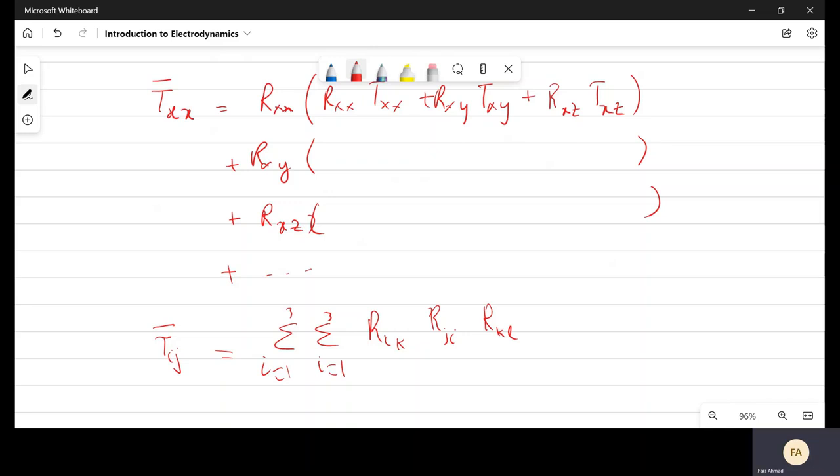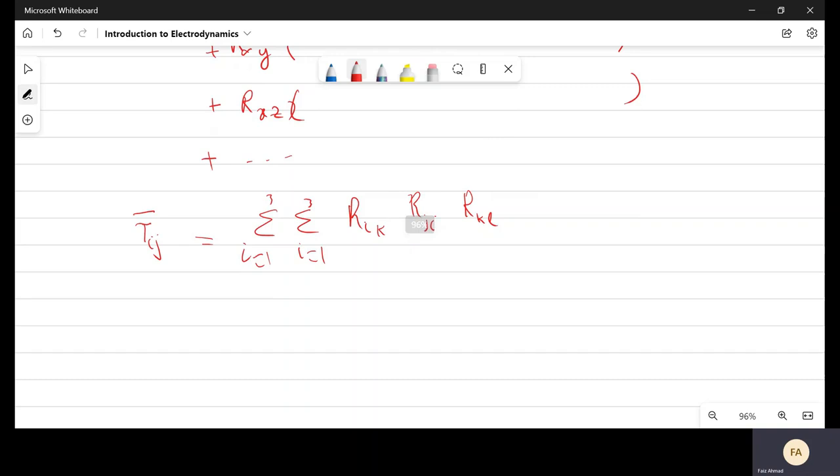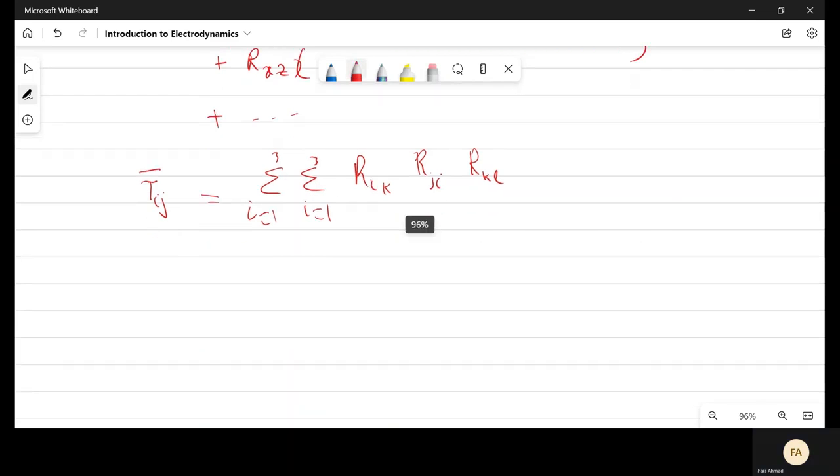So for a more generalized case, if we have an nth rank tensor, it has n indices and 3 to the power n components, and is transformed with n factors of R. So in this hierarchy, if you check, you will find that a vector is a rank 1 tensor and a scalar is a rank 0 tensor.